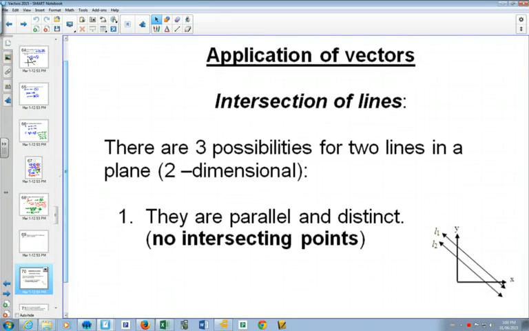Now, in 2 dimensions, you either have lines that intersect, or they don't intersect, or they're exactly the same line over and over again. And if they don't intersect, they're parallel. Now, in 3 dimensions, we're going to be able to have 2 lines that aren't parallel, but still don't intersect. Right? Like this.